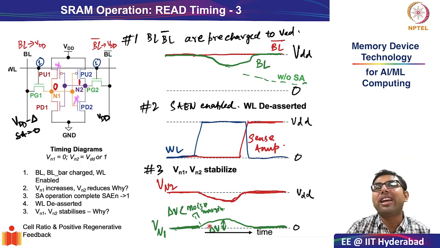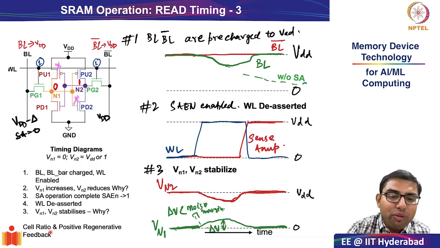Not only this, the other important aspect is that all of this would not have mattered unless there was a finite noise margin, which was a result of the positive regenerative feedback of these cross-coupled inverters. And this is what concludes our timing analysis of the SRAM cell.